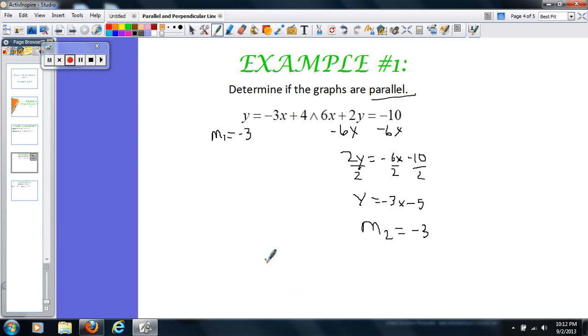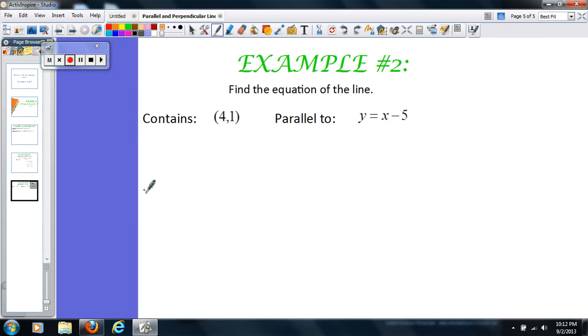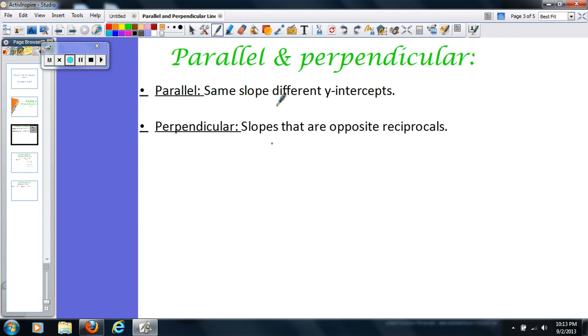Okay? These are parallel. Now when we get to example 2, it's going to be given to you a little bit differently. Remember, I'm going to give you an example of opposite reciprocals. If I say that the slope of the first line is 1/2, then in order for these to be perpendicular, and this is the symbol for perpendicular, m2 would have to have a slope that's opposite, so it would have to be negative, and the reciprocal of 1/2 is 2. So that's all it means by opposite reciprocals.